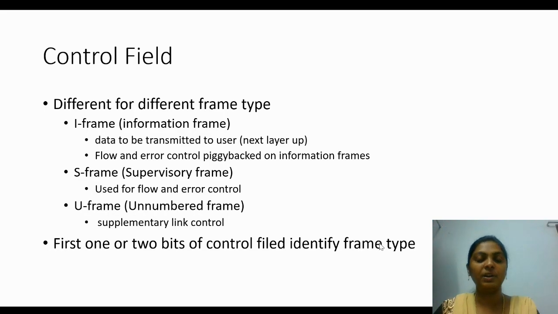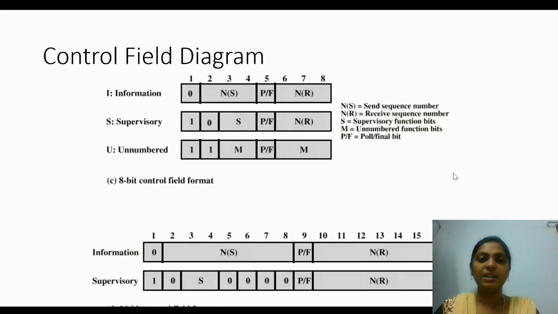This slide contains the control field diagram. The first two bits define the frame type. Zero means the information frame, and 10 means the supervisory frame. If the first two bits are ones, then it is the unnumbered frame. One more thing: this control field can be of two types, an 8-bit field or a 16-bit field. Let us look into the 8-bit field first.